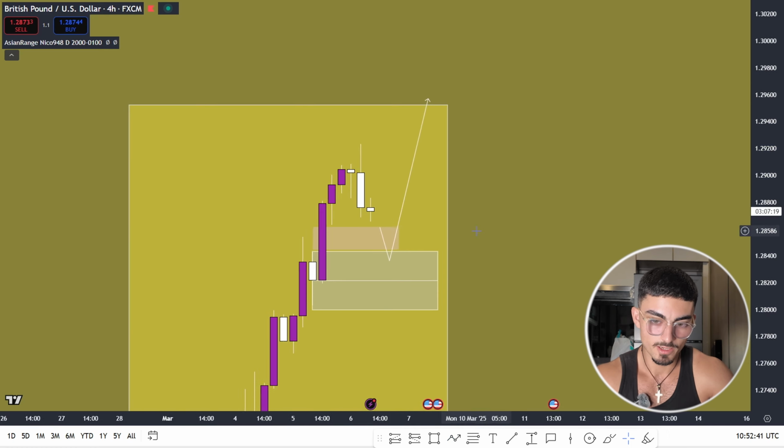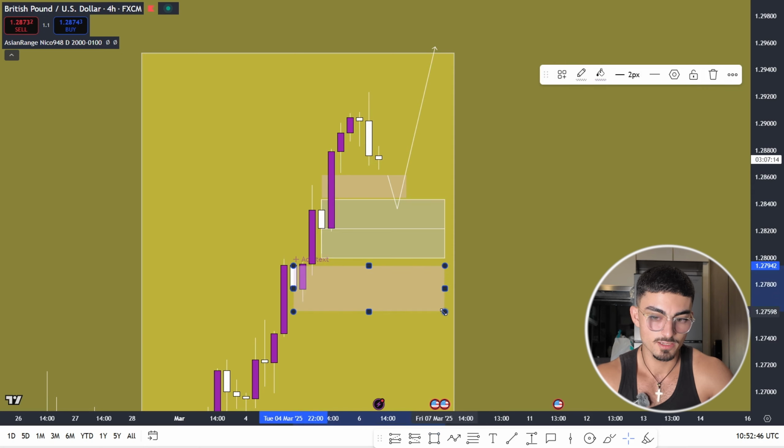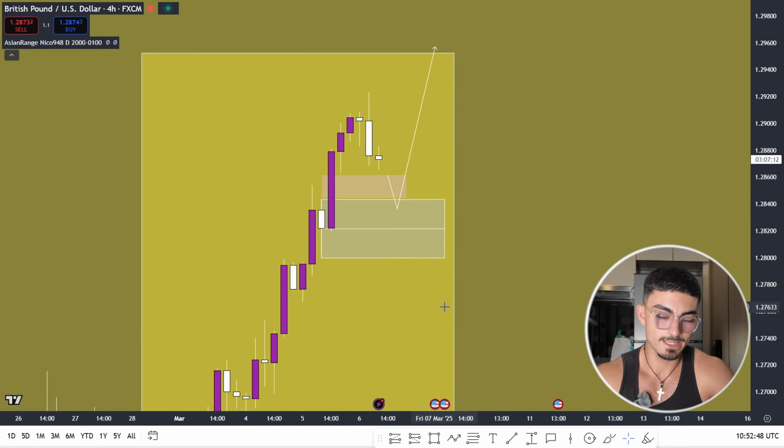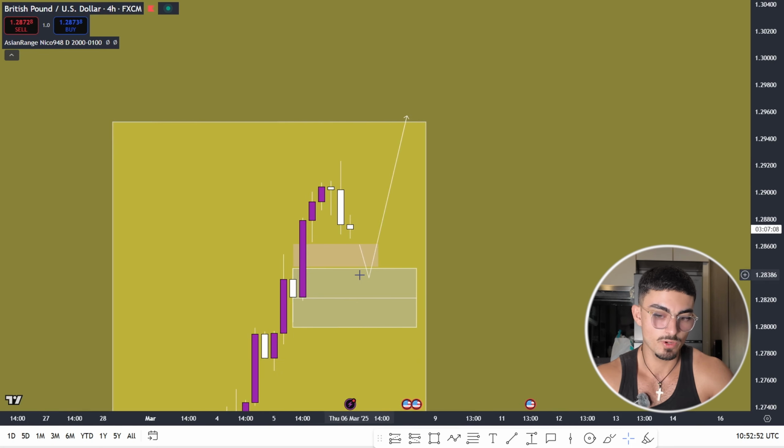So yeah, that's what I do on the 4 hour. I don't really care about drawing out anything like this. There's no point, it's too far away. I literally only focus on price action that's very near to where we are, which would be this demand zone here and this 4 hour fair value gap here.